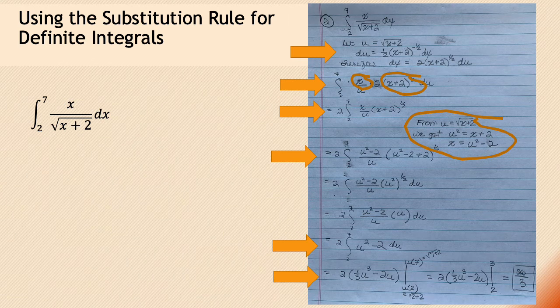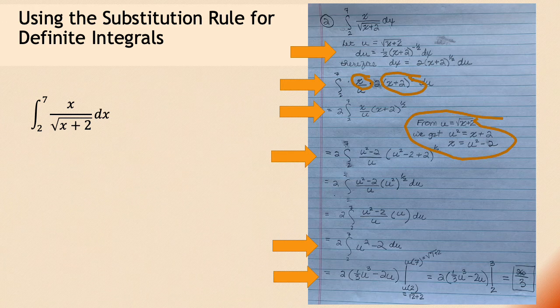And your new lower boundary is going to be where x is equal to 2. So we're going to have to put that into our expression for u. So remember u is equal to the square root of x plus 2. So we're substituting a 2 in there for the x to get that lower boundary. And the upper boundary, originally x is 7, so we have to substitute that into the expression for u. So we would have u is equal to the square root of 7 plus 2.